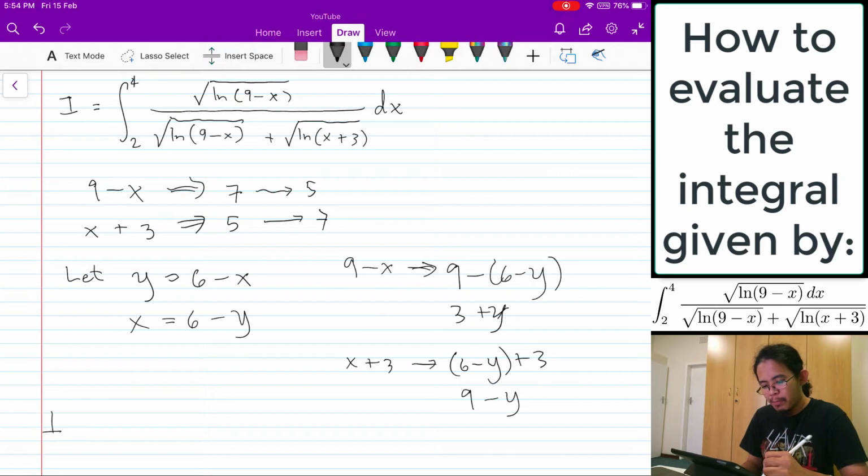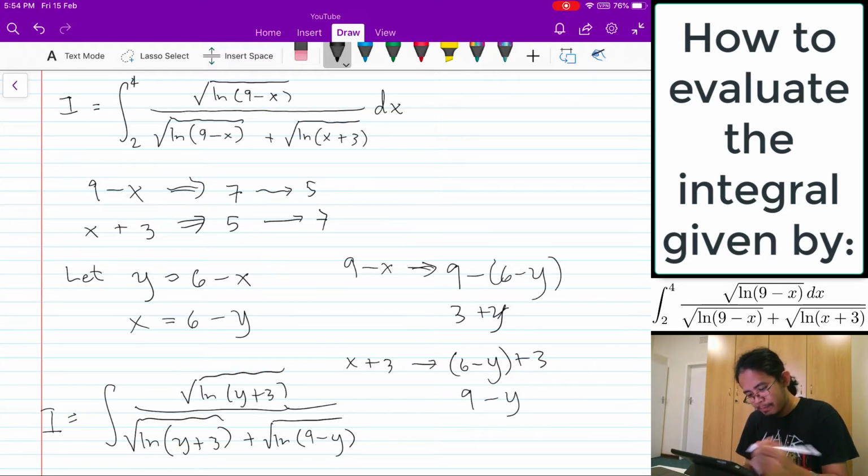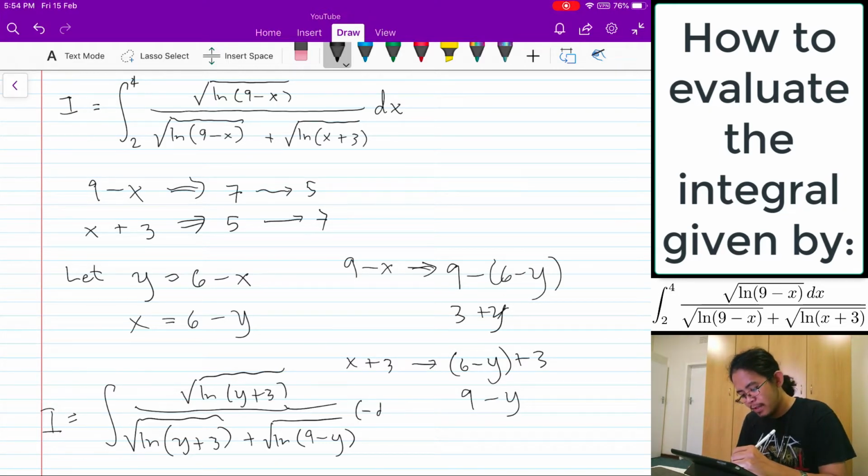So after substituting the variable, our integral becomes, the denominator first, so the ln of 9 minus x, from here we showed that it becomes 3 plus y, or y plus 3, okay? And then the other expression, you have the square root of ln of x plus 3. We showed that x plus 3 after the substitution of variables becomes 9 minus y, okay? And of course, in the numerator, the square root of ln of 9 minus x becomes the square root of ln of y plus 3, okay? What happens to your dx? Well, your dx is simply negative dy, okay?